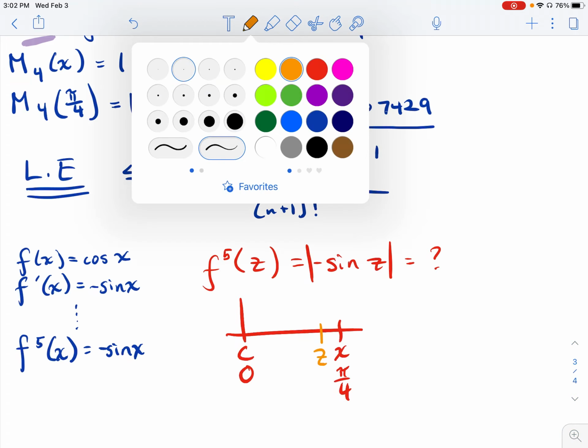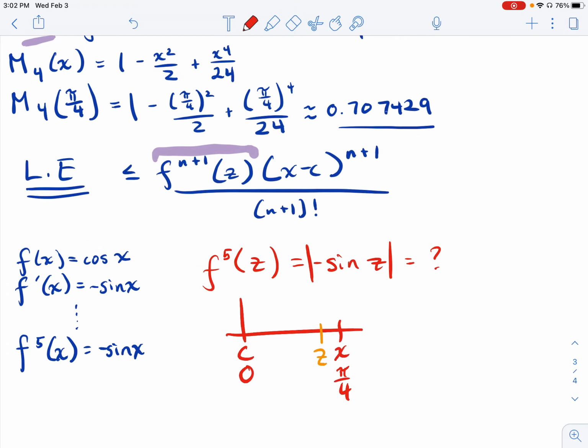Now, again, this is where we kind of have to pretend like we don't know, because clearly you're looking at this and saying, well, I could use pi over 4, but if you knew what the sine of pi over 4 was, then you probably know what the cosine of pi over 4 is. And if you know that, then why are we even doing this problem to begin with?